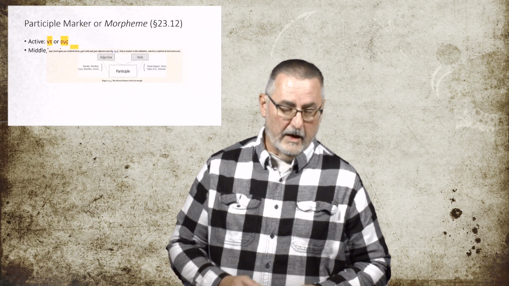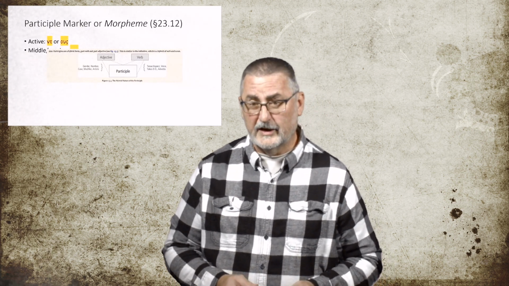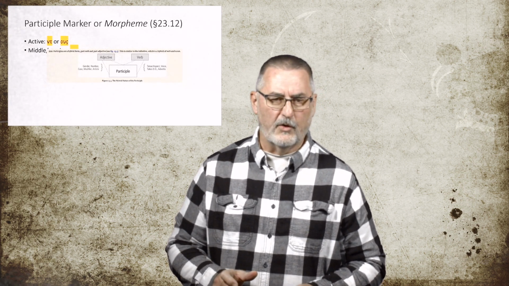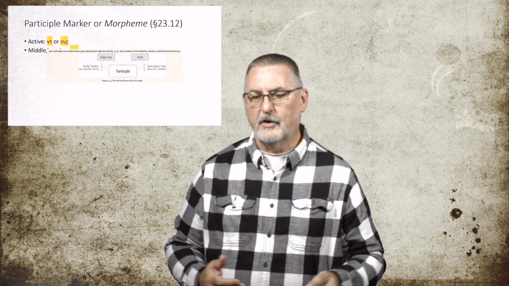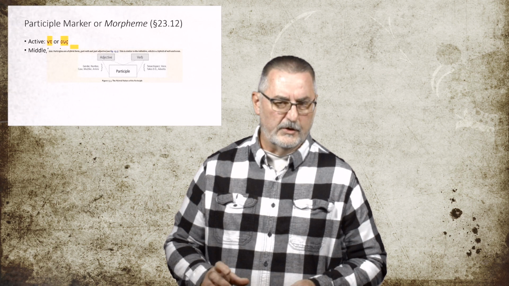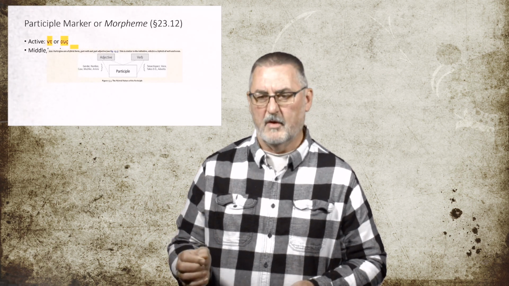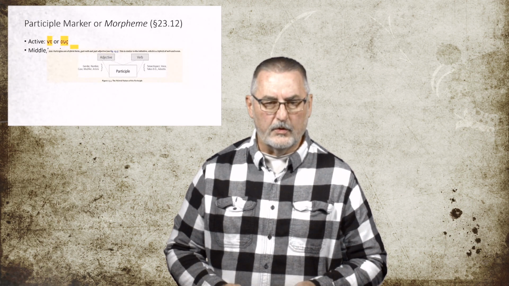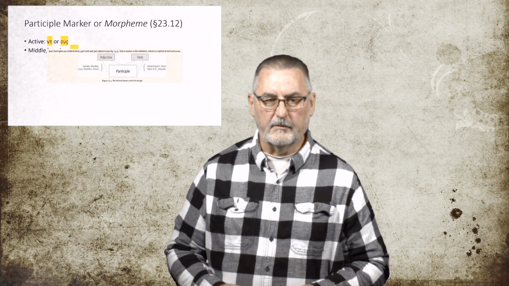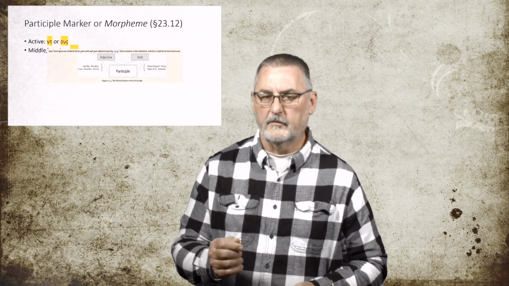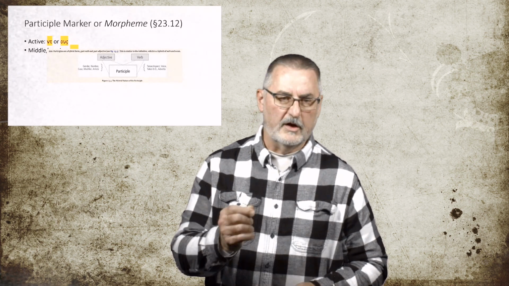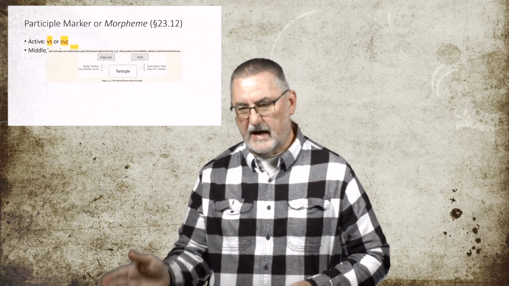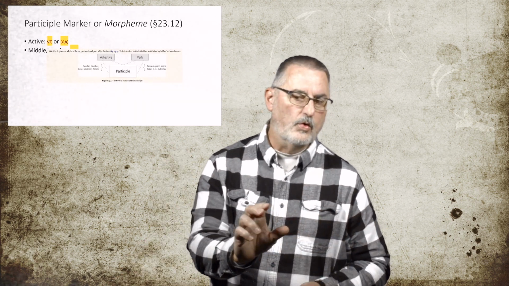Now, Decker is going to use a term in the chart on section 23.12 as participle marker. The way I've taught Greek for a lot of years, I have used the term participle morpheme rather than participle marker. But I wanted to show you the participle marker for active participles would be the ντ (nt) or ουσ (ous). Nutau in both the masculine and the neuter, ous in the feminine.